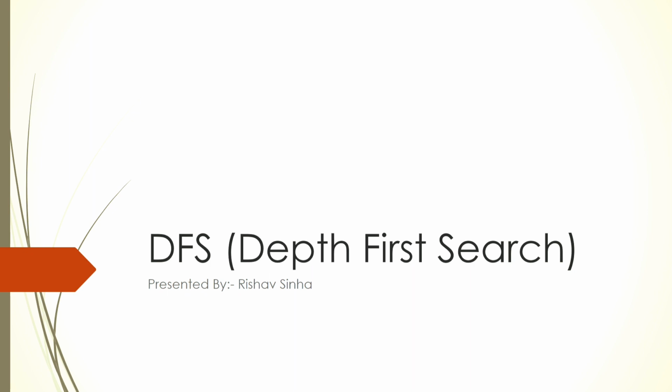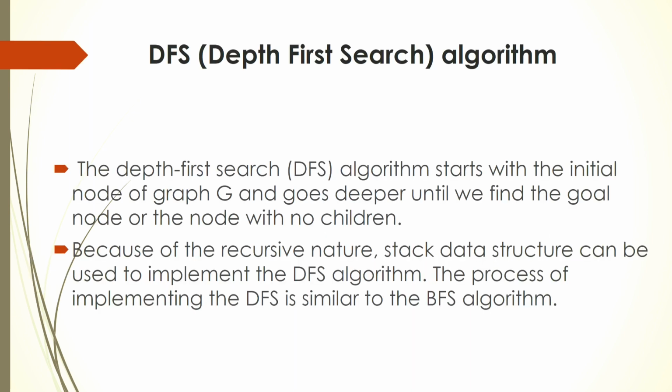So coming to the DFS algorithm. The DFS algorithm is also known as the depth first search algorithm. The depth first search algorithm is a recursive algorithm to search all the vertices of a tree data structure or a graph. The DFS starts with the initial node of graph G and goes deeper until it finds the goal node or the node with no children.